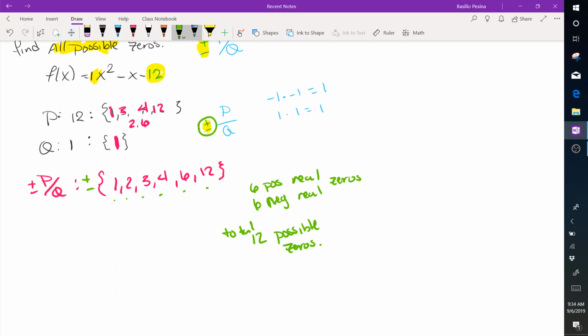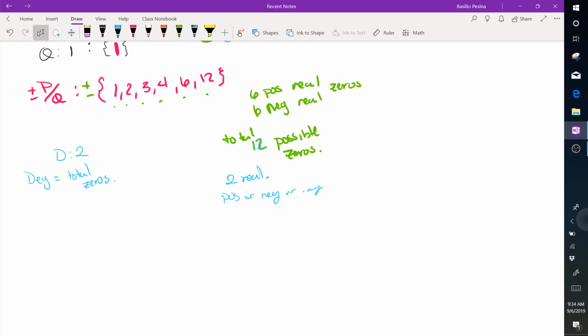Now, considering what we learned from polynomial degrees, this polynomial has a degree of 2. That means the degree is equal to the number of total zeros. So in reality we have 12 possibilities, but only 2 are actual zeros, meaning they could be both positive, both negative, or even imaginary, as long as there are 2.